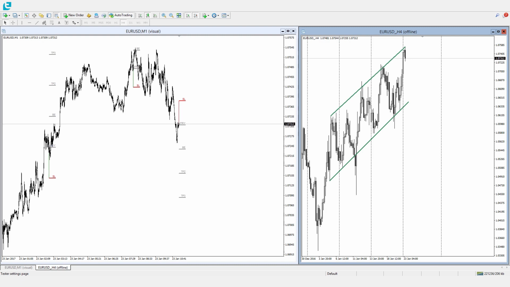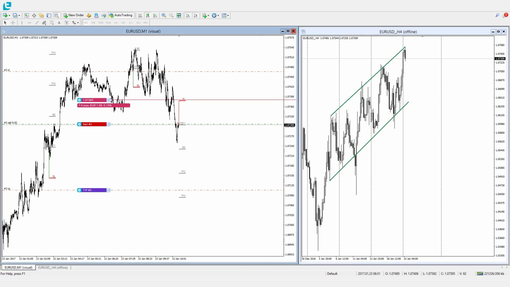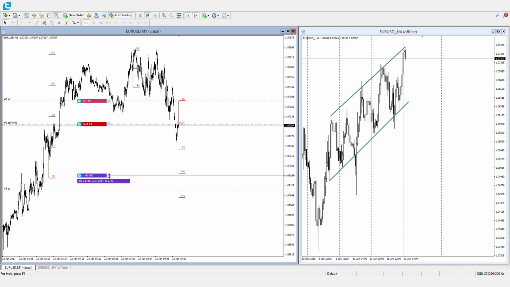Nice move to the downside. Here we got a short signal. Definitely gonna take this trade. The momentum is not that strong with the impulse move, the first move, but we're gonna take the trade, and target would be, let's go for TP2 again.